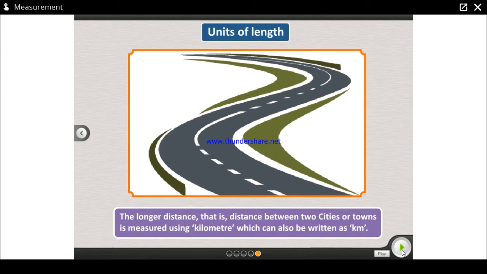Units of length: the longer distance, that is, the distance between two cities or towns, is measured using kilometer, which can also be written as km. Km means kilometer.